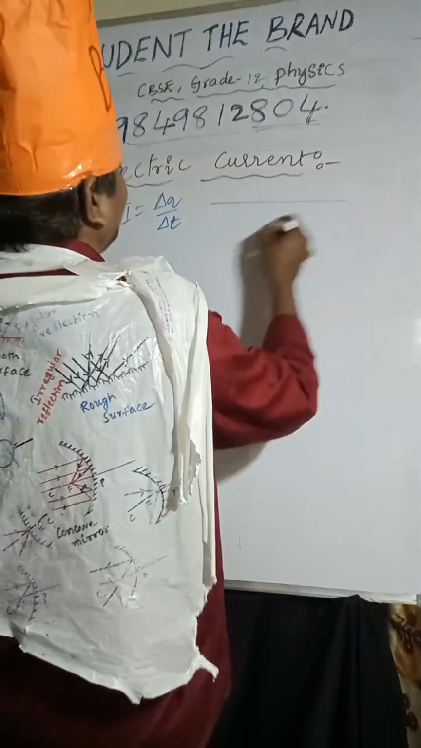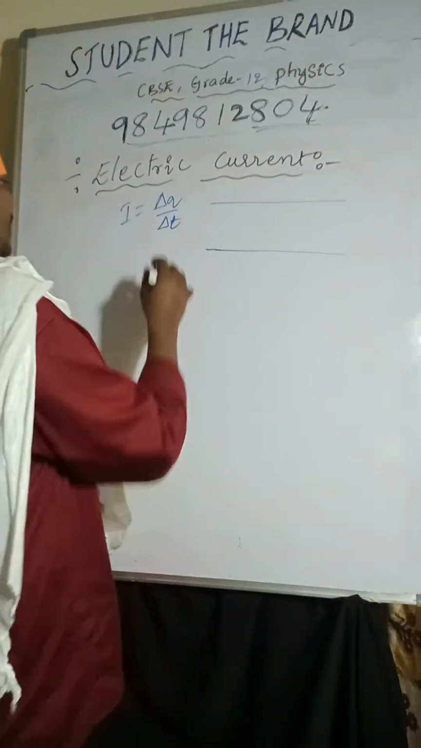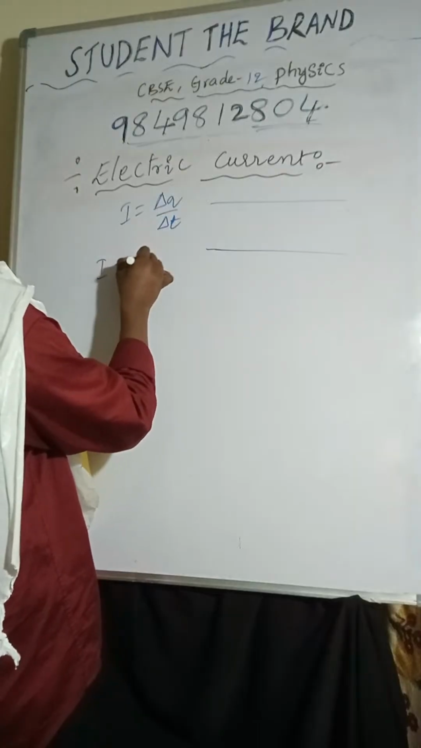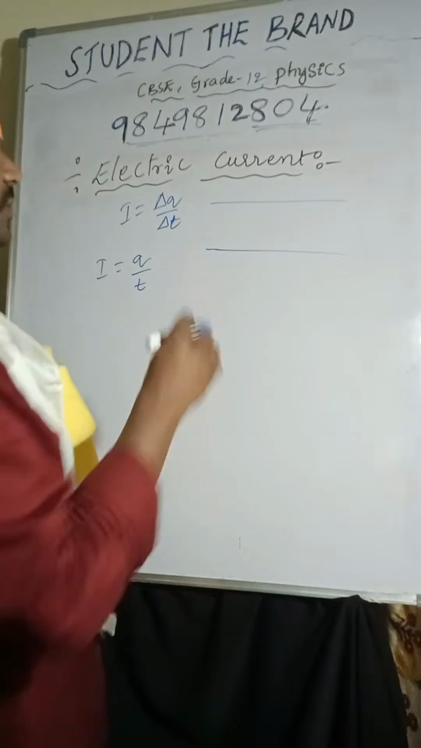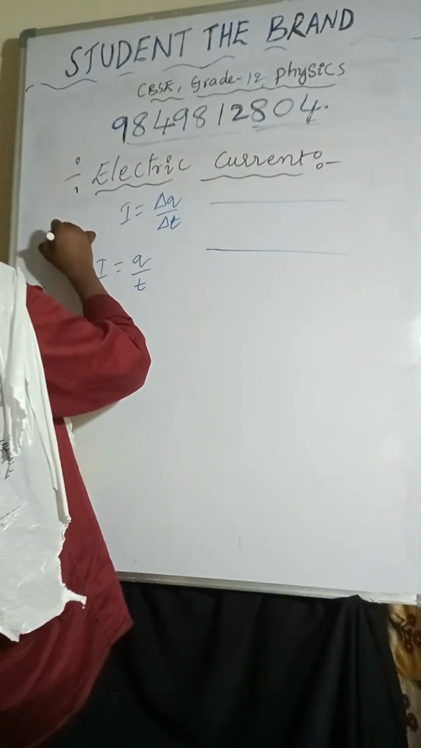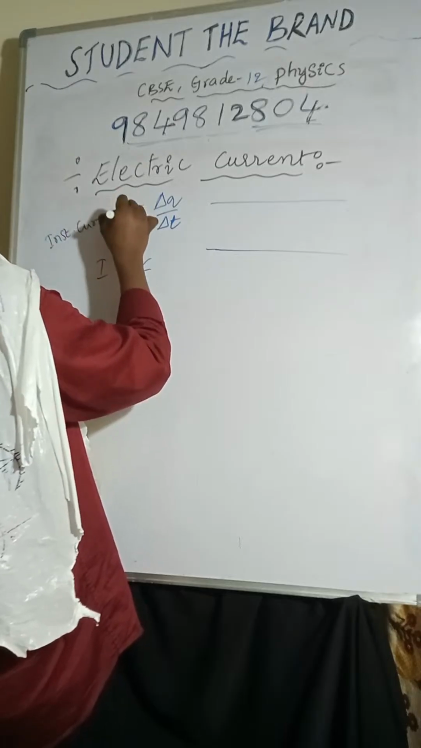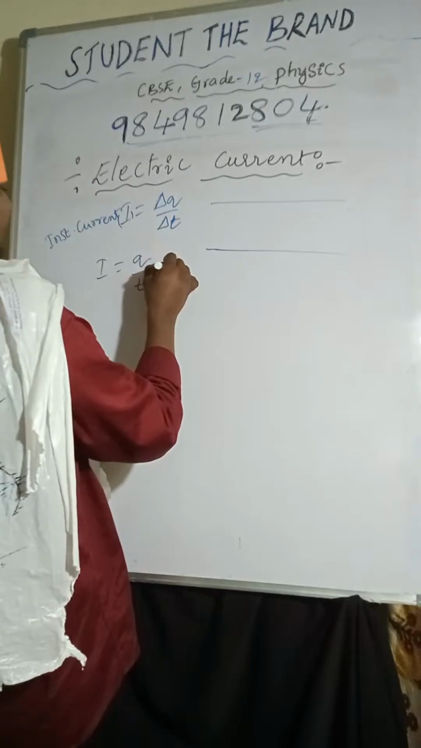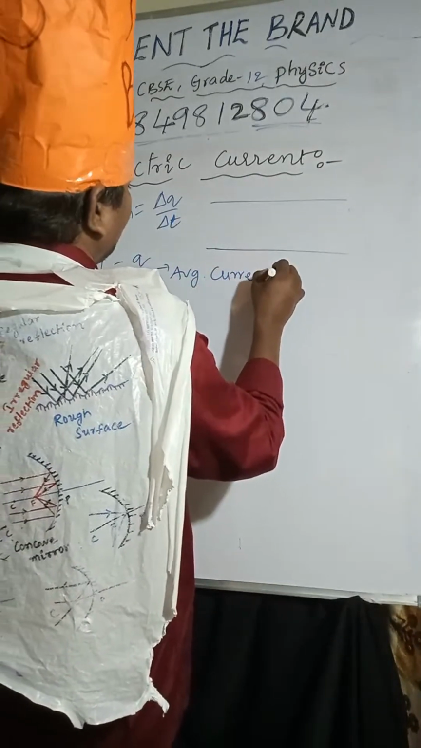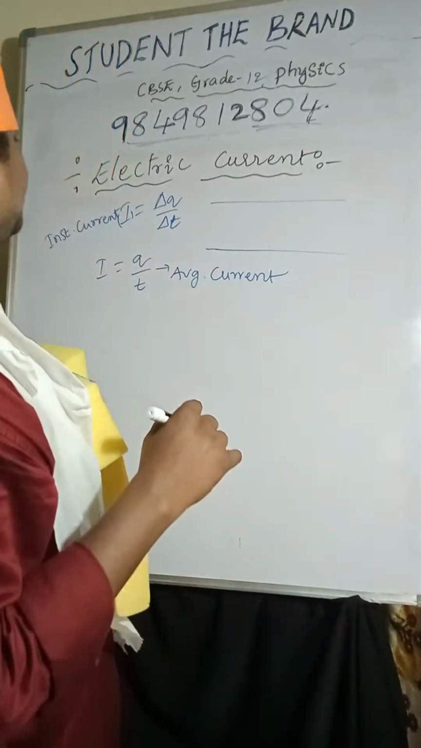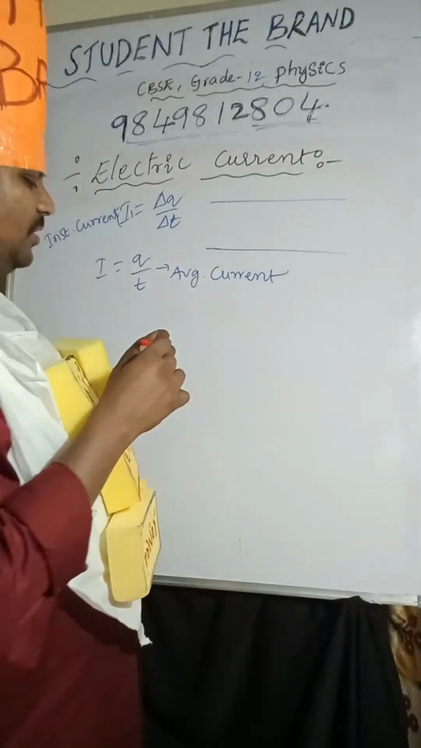So I'm considering here like this. Instantaneous current is I equal to dq by dt, and average current is I equal to q by t. Average current I equal to q by t. So flow of charge we can say.